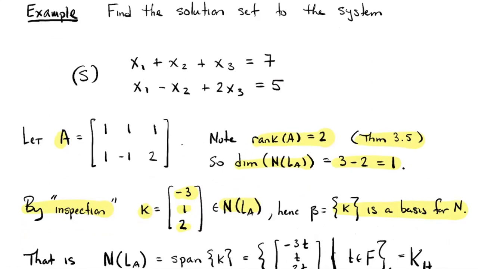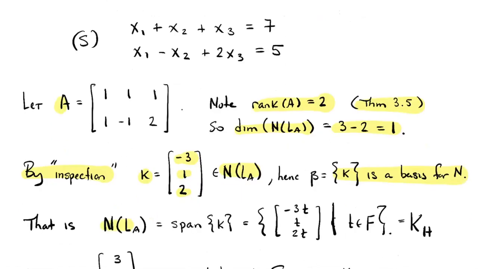Capital N down there is N of L_A. So that tells me that I can describe the homogeneous solution space, N of L_A. It's just the span of that single non-zero vector, so it's all the scalar multiples of it. So I take any t in my field F and multiply it by that vector k, and that's exactly our homogeneous solutions in the notation of the theorem. That's our k sub h. So the theorem says if we could find any solution to the system S itself, we would add that solution to every one of these things in our k sub h, and we'll get the general solution set.